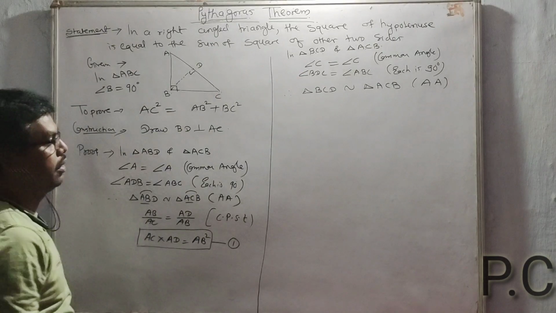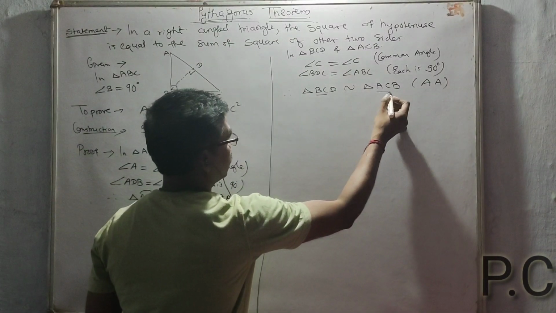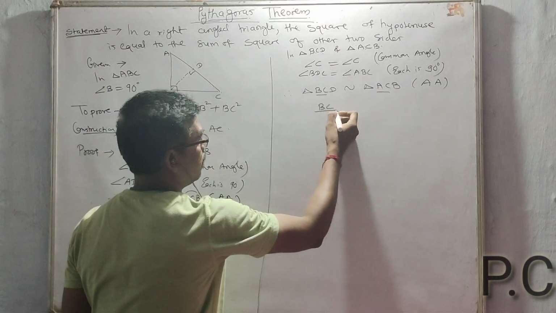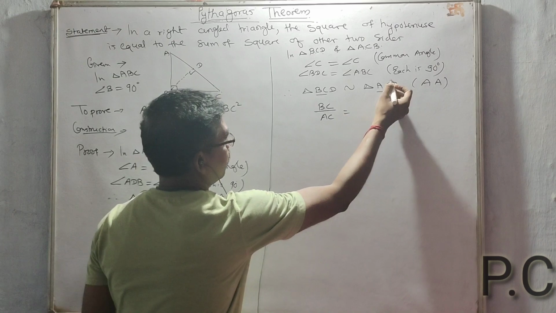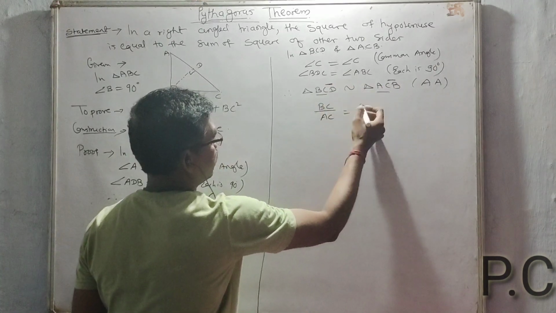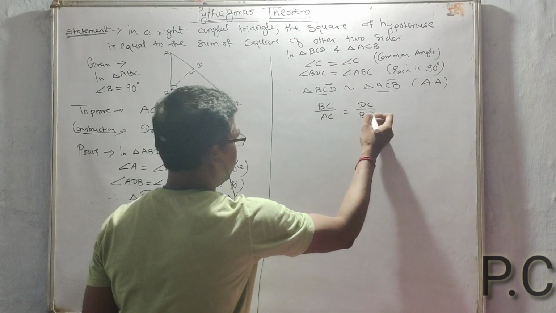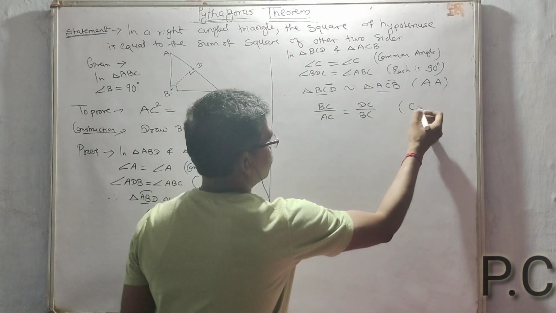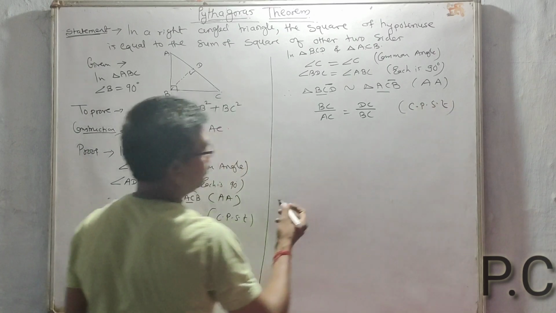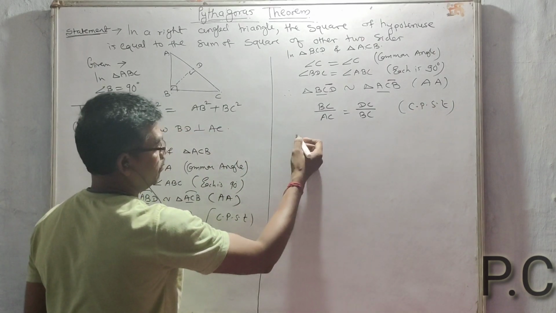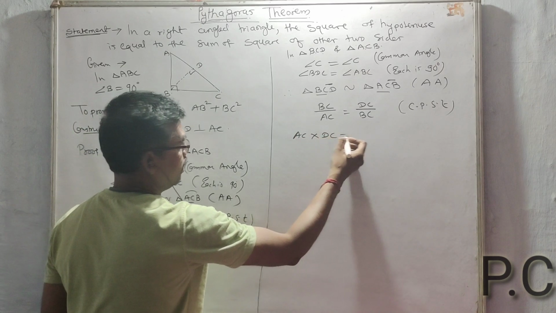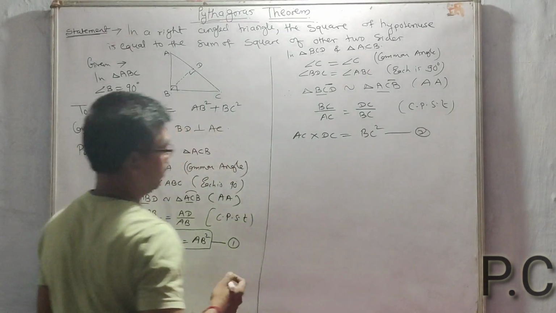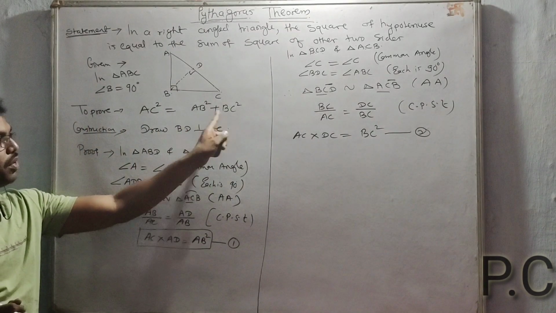Again, we take ratio here, BC upon AC. अभी हमको BC स्क्वायर लाना है, तो BC upon AC. This is BC, corresponding CD. DC upon BC. Corresponding parts of similar triangles. Now by cross multiplying, we get AC multiplied by DC equals BC into BC, BC square. This is second statement. See here, we want AB square plus BC square.